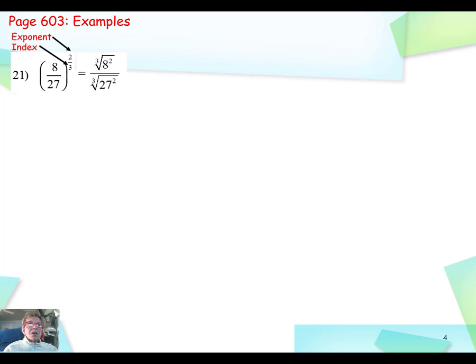So I change 8 over 27 raised to the 2/3 to be the cubed root of 8 squared and the cubed root of 27 squared. I'm going to take baby steps here. The cubed root of 8 times the cubed root of 8. I wrote it like that because you should know that 8 is a perfect cube, as I did the denominator because 27 is a perfect cube. That gives me 2 times 2 on the top and 3 times 3 on the bottom, which equals 4/9.